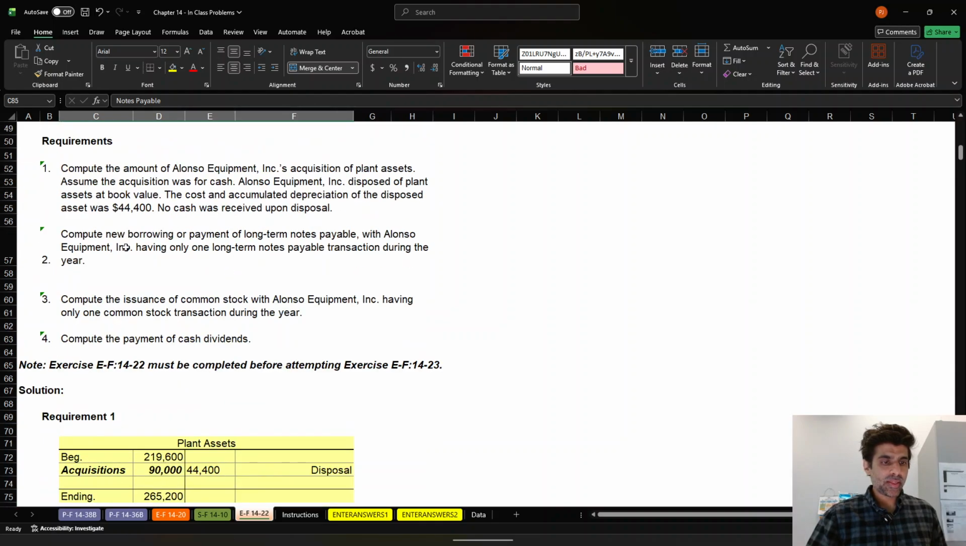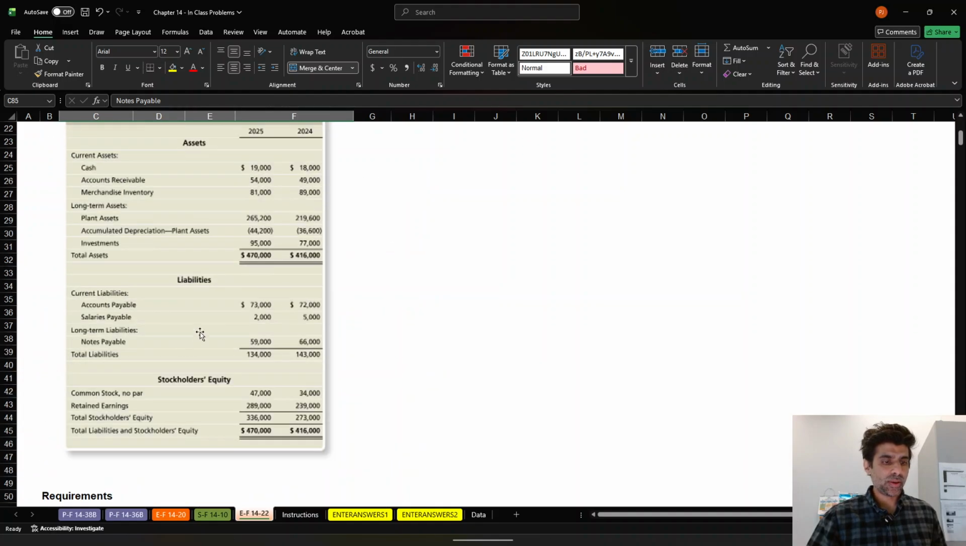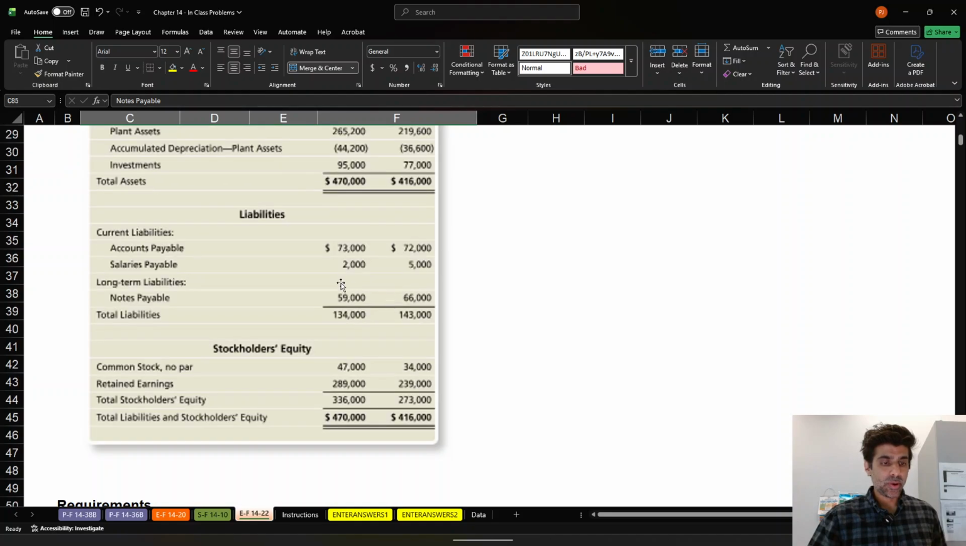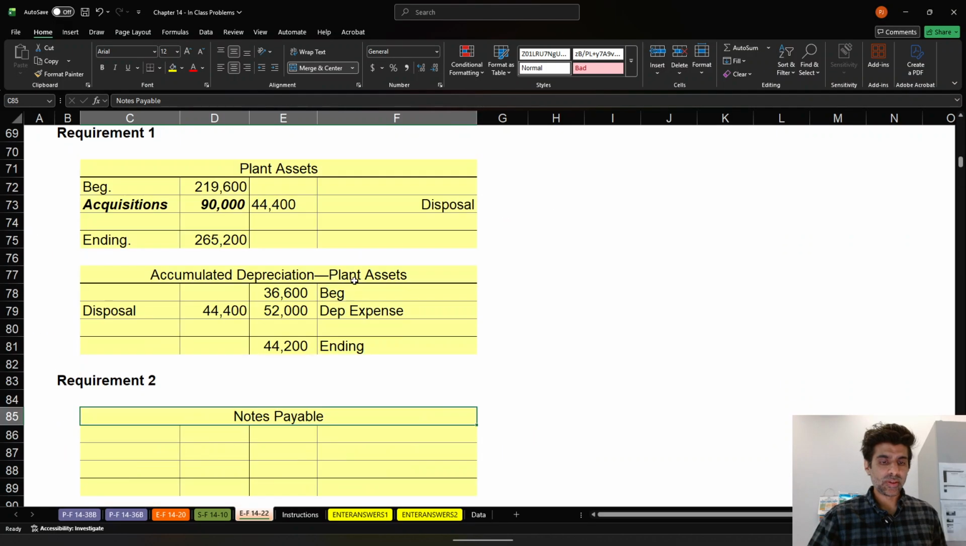Notes payable, it's telling us that there's only one transaction during the period, having only one long-term notes payable transaction. If we just simply look at our comparative balance sheet here, we can see that the notes payable went down. We have the beginning balance, which is the 66,000, and then the ending balance, which is 59,000.